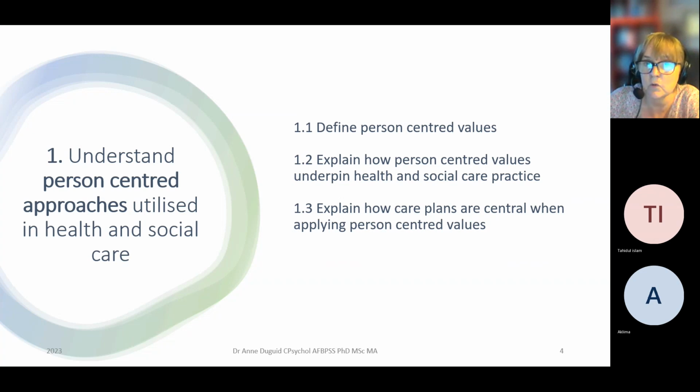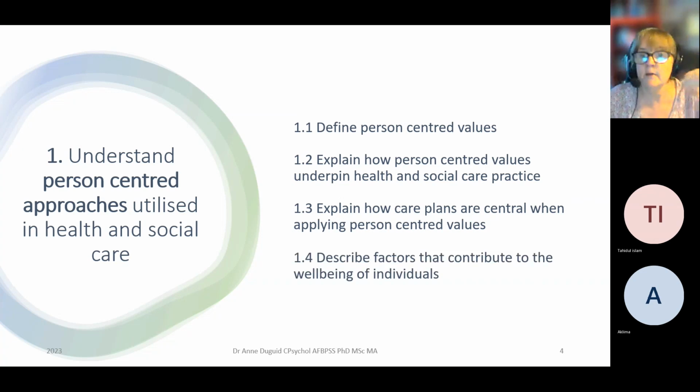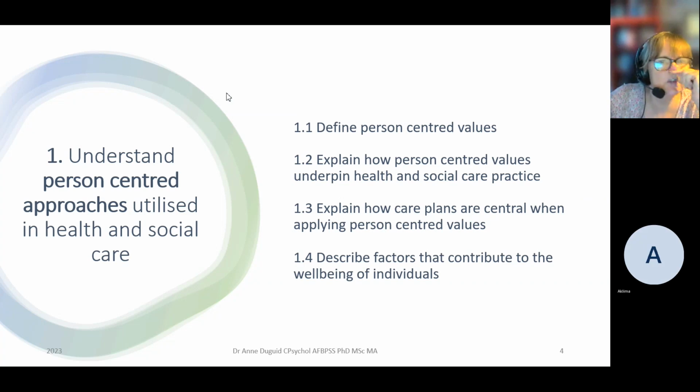How are they central when we're applying these values? How do we make sure that the care plan is actually being used in a way that makes sure these values are put out into the real world? And we're going to describe the factors that contribute to the well-being of individuals. So it's important to know what sort of things we need to be thinking about when we are thinking about well-being. How do we understand well-being, and what are the sorts of things that impact on our clients' or our patients' well-being?